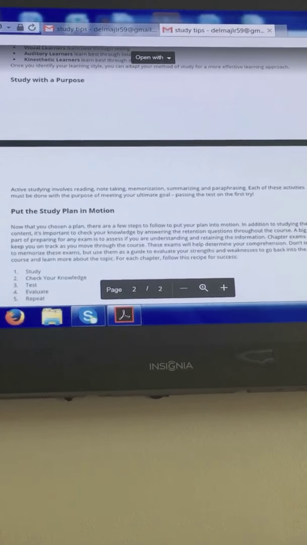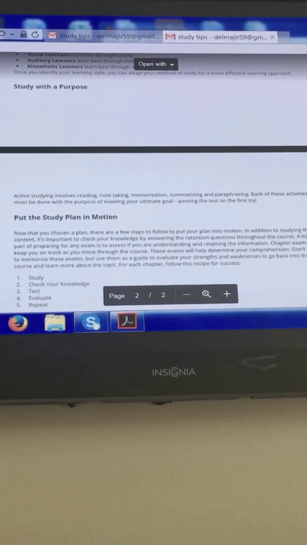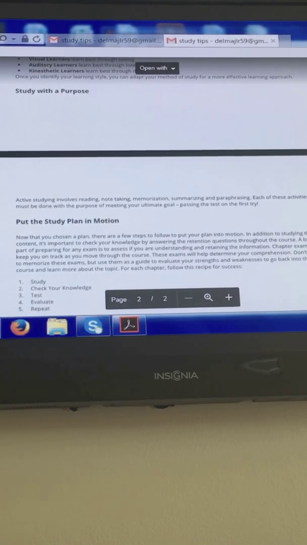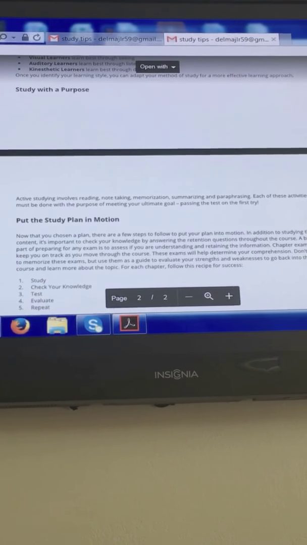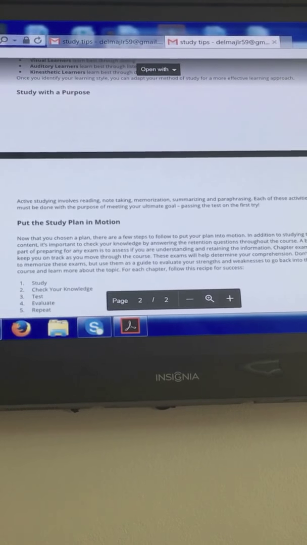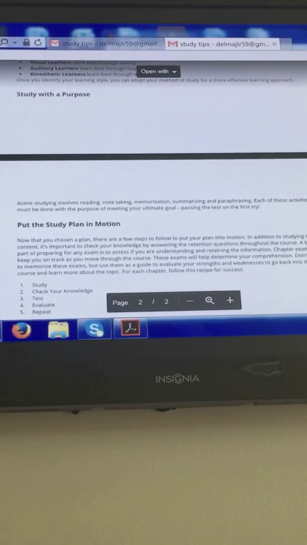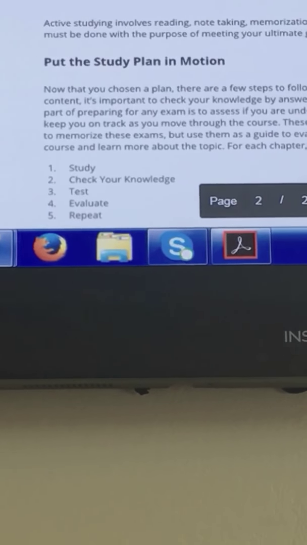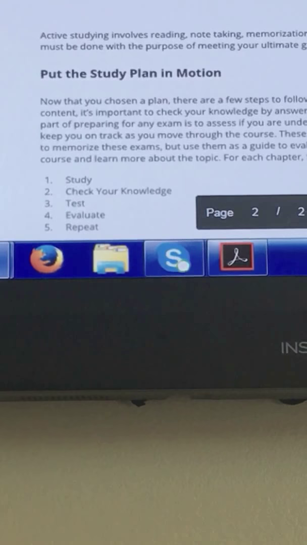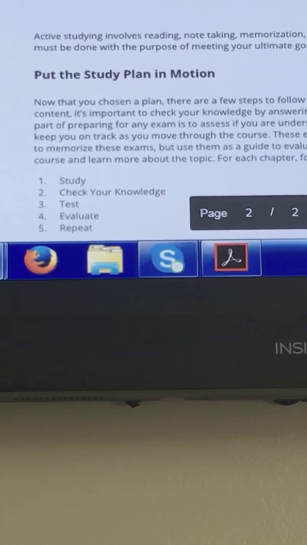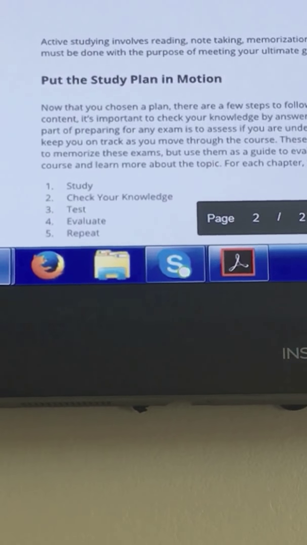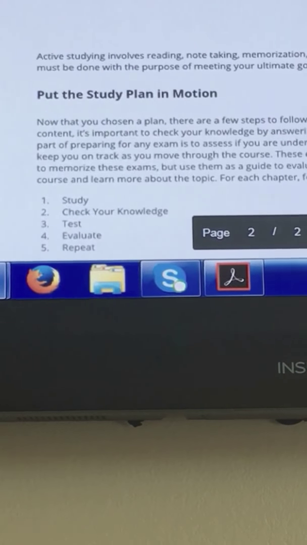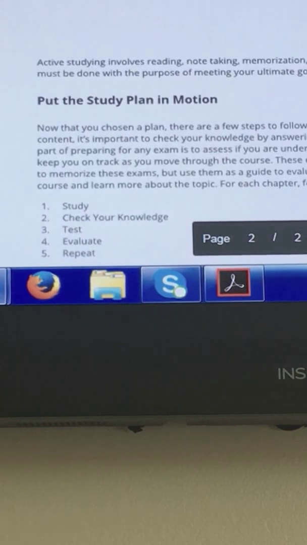So you wanna put your study plan in motion, you study, you check your knowledge, you do your test, you reevaluate, and you repeat. So again, a lot of times people don't wanna just get in a book and study, and that's fine, so just skip that. But you wanna definitely check your knowledge, so that means you go through those quizzes and those exams that were mentioned earlier. Take the test until you can figure out you have the right answer, or why you don't have the right answer. And the good thing about the CRAM exam is they'll explain why the answer is not correct, and then give you the correct answer.